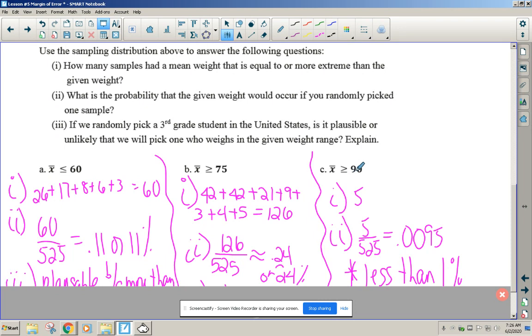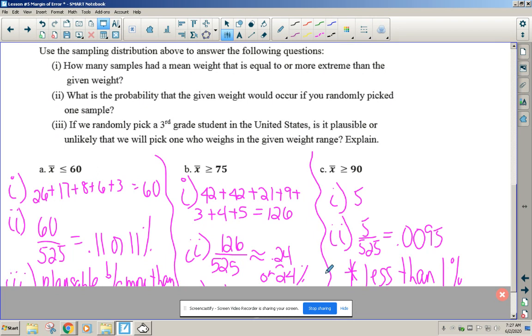And if we randomly picked a child 90 pounds or greater, that would be 5 out of 525, which is less than 1%, 0.95% if you move the decimal over. So it would be pretty rare to pick a kid 90 pounds or more.